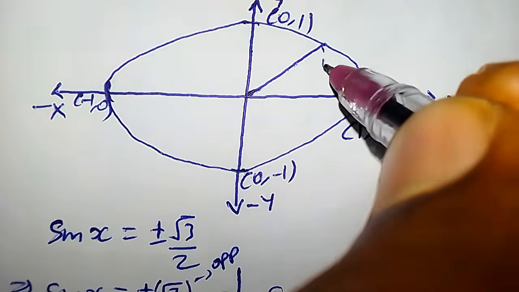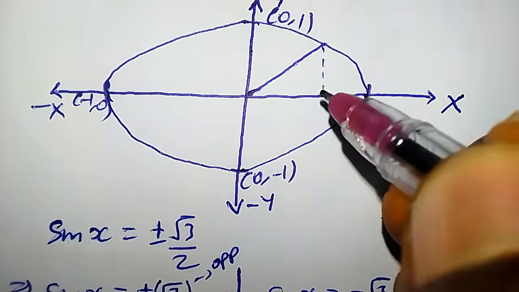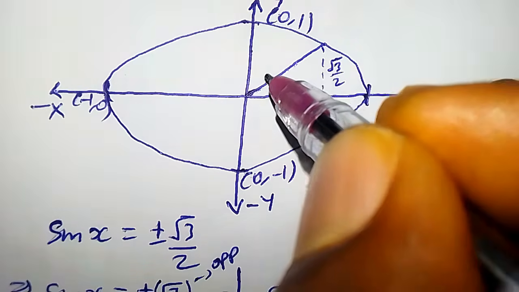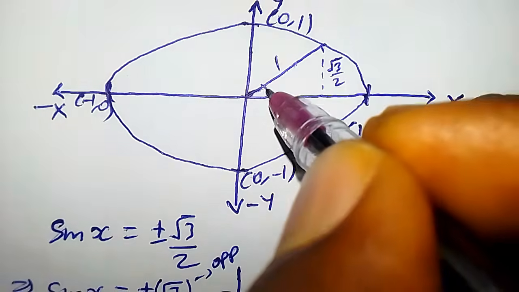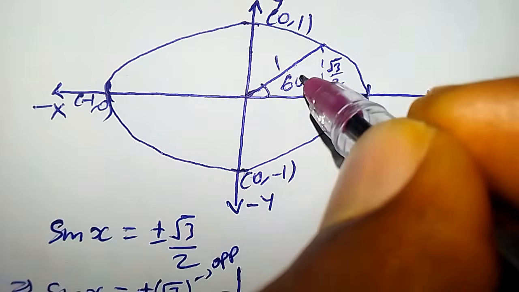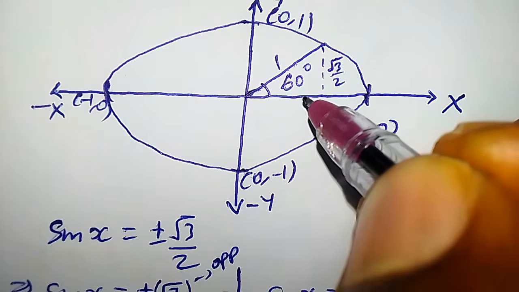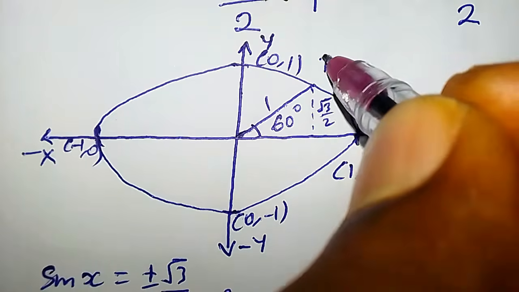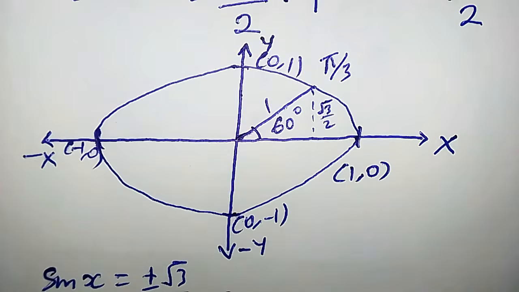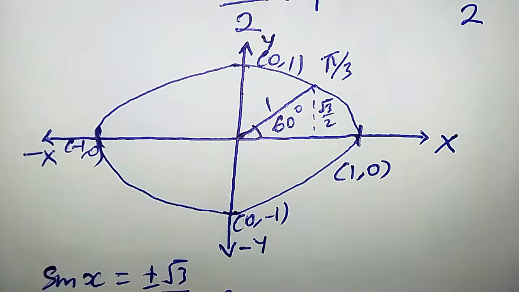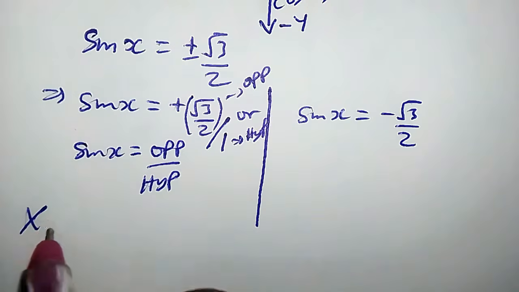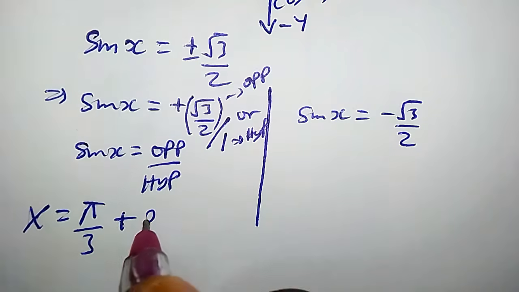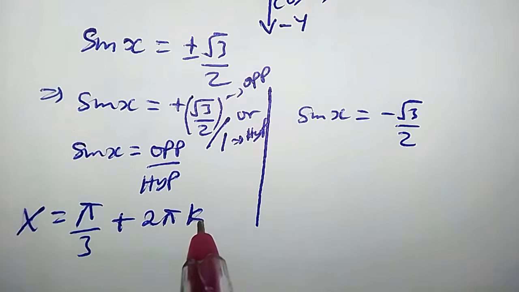So we are going to have a right angle here. This is opposite, square root of 3 divided by 2. This is hypotenuse. We have 1. And the angle here is 60 degrees. And what is 60 degrees in radians? 60 degrees in radians is simply pi divided by 3. This means that the first value of x is simply x equal to pi over 3 plus 2 pi k. This k is a constant.